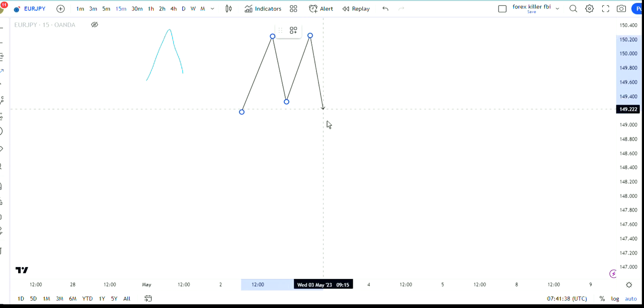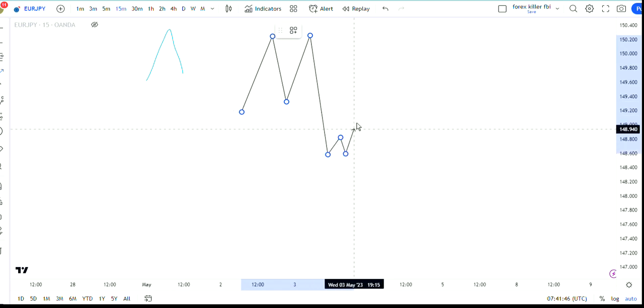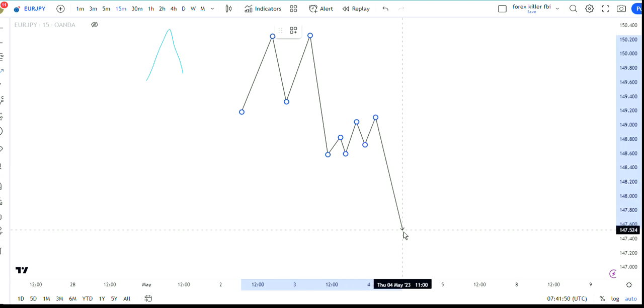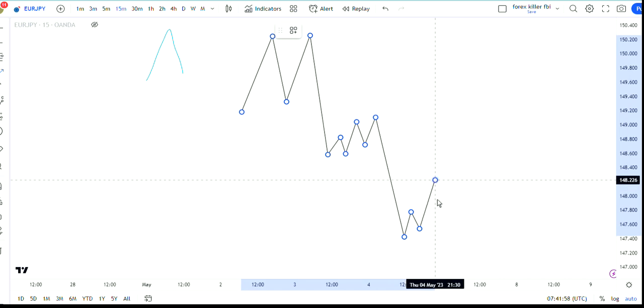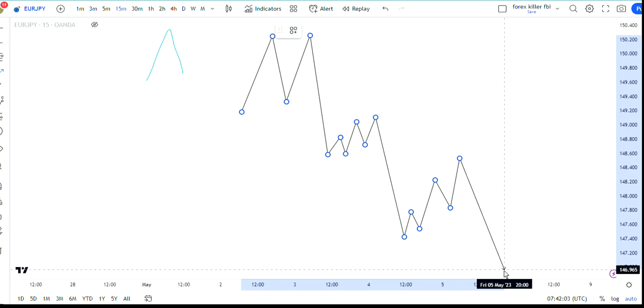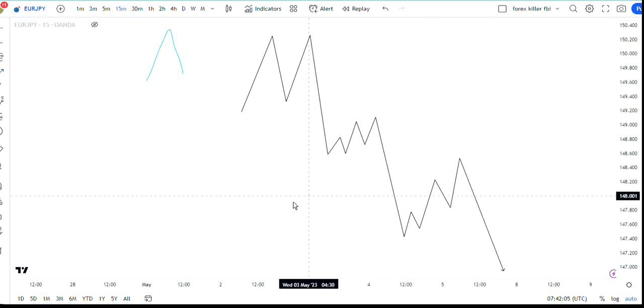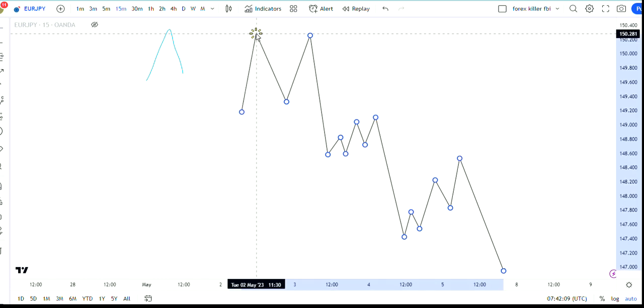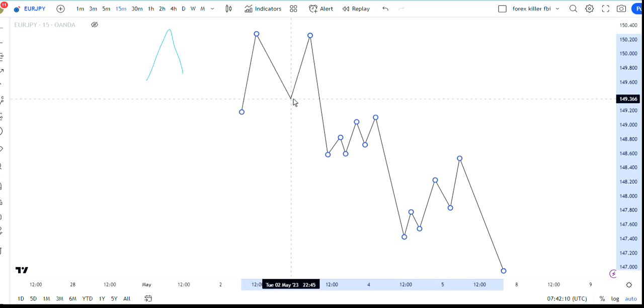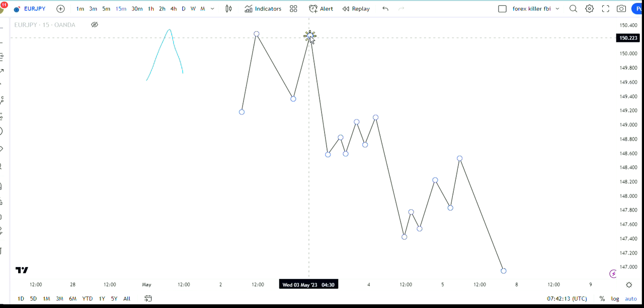As we see, this is a reversal. This will maybe be level 1. After level 1, maybe we will have this pullback here. Then we will have a level 2 right here. Then the pullback after level 2 will be very deep, then the market will be moving down. Alright, as you see here, ladies and gentlemen, this is what we call the BTMM structure.